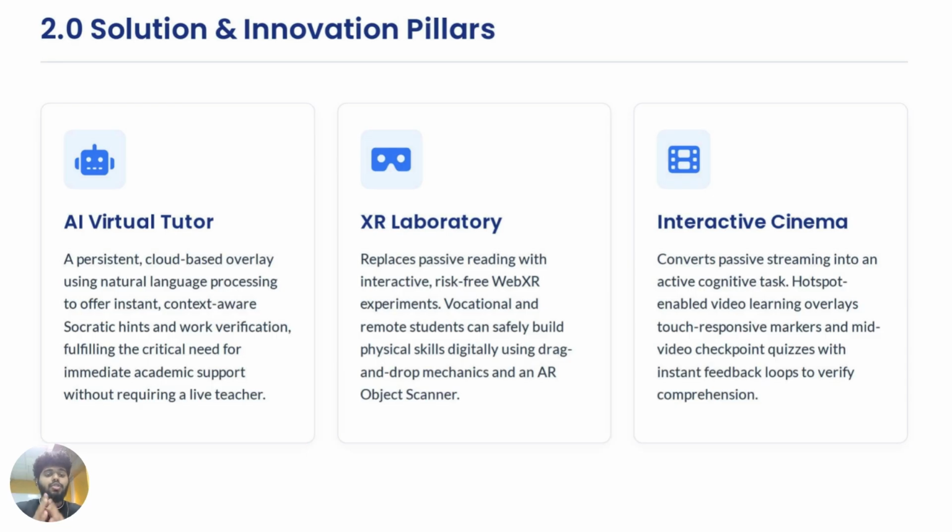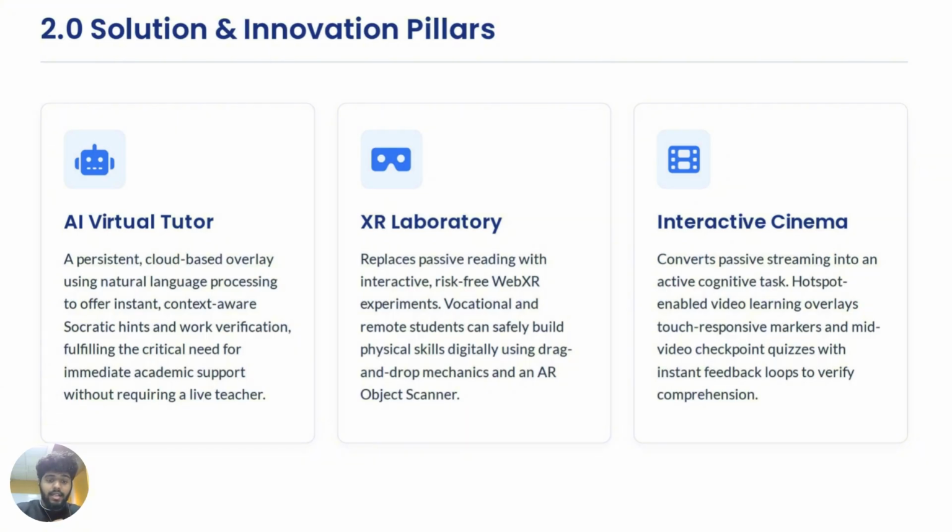I'll be talking about solutions and innovation pillars. First of all, we have the AI virtual tutor. Then we have the XR laboratory and interactive cinema. The AI virtual tutor is always free for whenever you want, and you can talk and it'll give you live feedback. And then the XR laboratory replaces passive readings with interactive, risk-free web XR experiments.